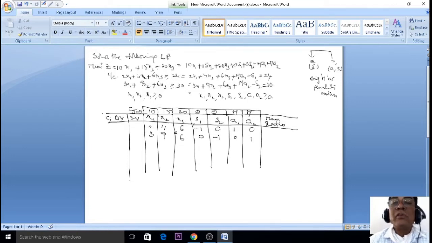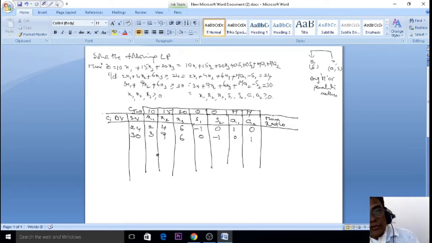The right-hand side values are called the solution values: 24 and 30. So what is the difference from the previous question? In the previous question, the constraints were given as less than or equal to. But here, greater than or equal to. Less than indicates maximization, greater than indicates minimization. That's all, a simple thing. If greater than or equal to is given, A is introduced. A means artificial variable. If an artificial variable is present, it indicates the big M method. That's all.